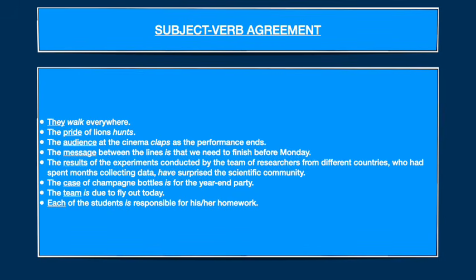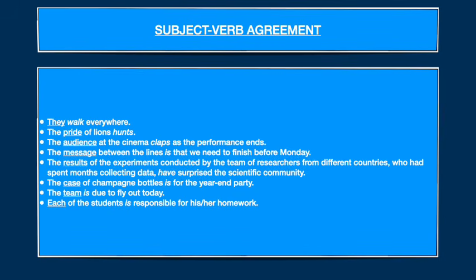The results of the experiments conducted by the team of researchers from different countries who had spent months collecting data have surprised the scientific community. Now this one is a really long one, and as you can see, results is the actual subject and have is our verb, and they're very, very far apart. We've got loads of extra information, so they're trying to distract you in the exam with all that other bit of information, but it's important to remember that the subject of the sentence is results, and that's plural. Therefore, the verb needs to be plural as well. It needs to be have.